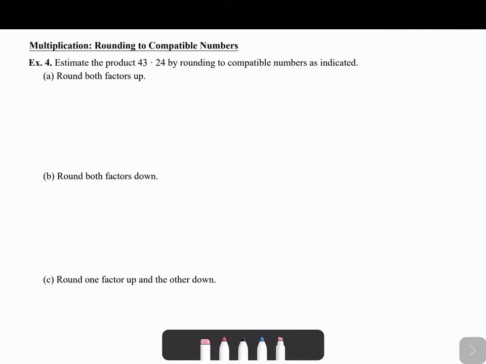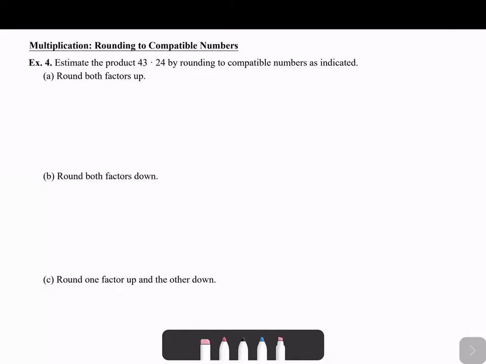So in this video, we're going to talk about strategies to help you round to compatible numbers, because rounding to compatible numbers may not always seem intuitive to you. It may be a little bit difficult to figure out, well, which number should I round to? So we're going to talk about that.